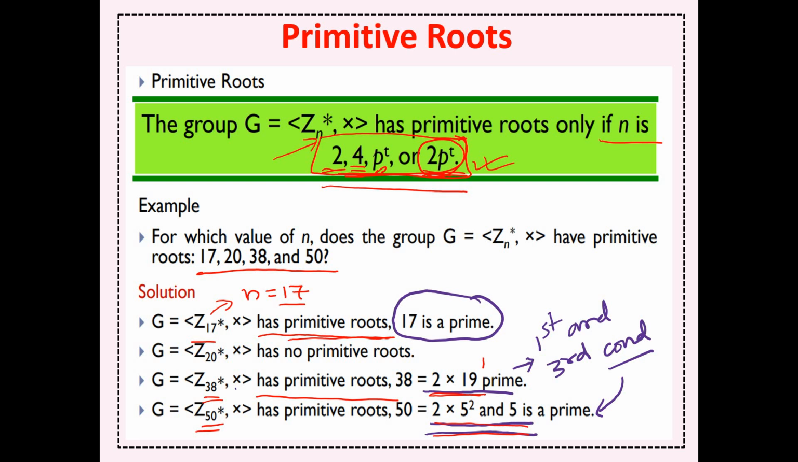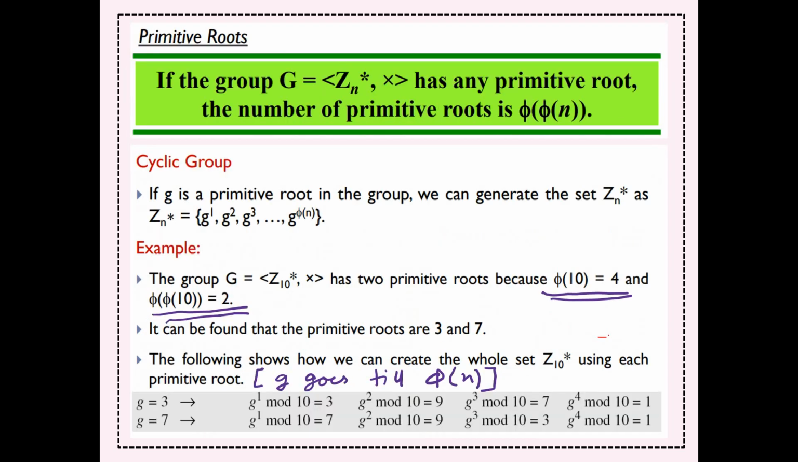So first, the order of the group. Then we found the order of the element. Now we have found what the primitive roots are, and we have found the conditions to check whether primitive roots are present or not. Now last but not least, these are some additional adjoining results. One is this: if the group has any primitive root, then the number of primitive roots, this is the second one, how many are there, will be given as phi of phi n. Please make a note of that.